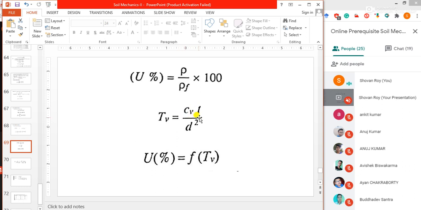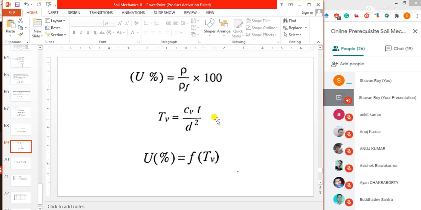Tv equals Cv, where Cv is our coefficient of consolidation. You should keep all these terms in mind: coefficient of consolidation, compression index, coefficient of volume change, coefficient of compressibility. Anytime, anywhere you can be asked what is coefficient of consolidation, what is coefficient of compressibility. In the GATE exam it is very important. So Tv equals Cv into t by d square.